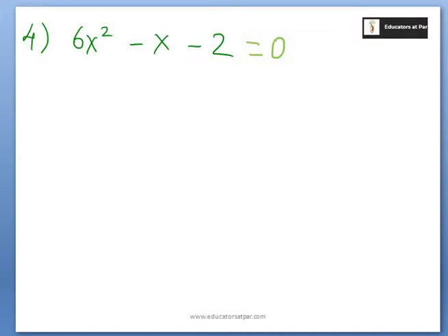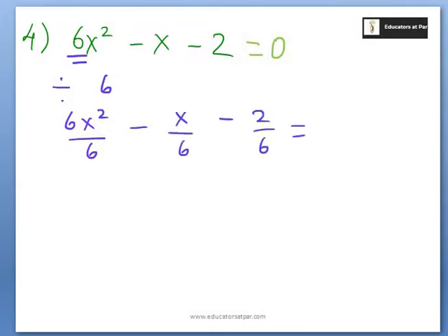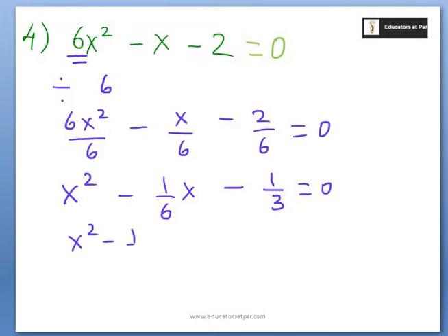Let's check over here. The coefficient of x square is 6. So the first step is divide everything by 6. 6x square divided by 6 minus x divided by 6 minus 2 divided by 6 equal to 0. 6 divided by 6 is 1, minus 1 by 6x. 6 divided by 2 is 3. So it's 1 by 3. Take the constant term to the other side. x square minus 1 by 6x is 1 by 3.